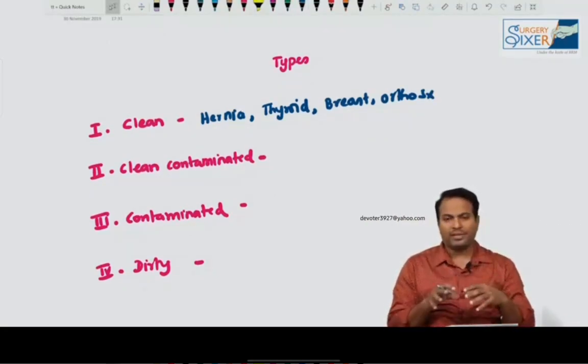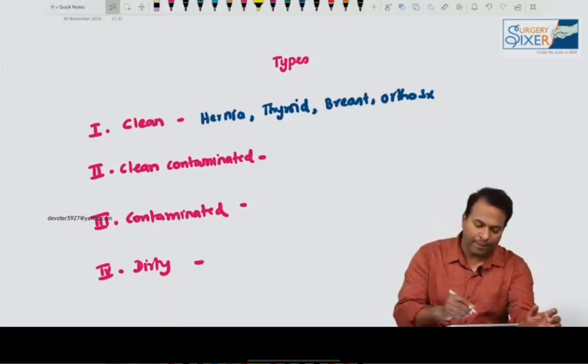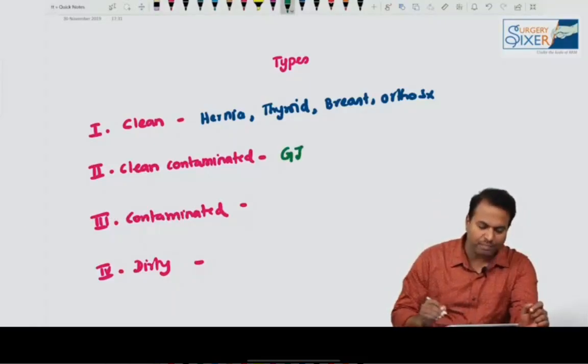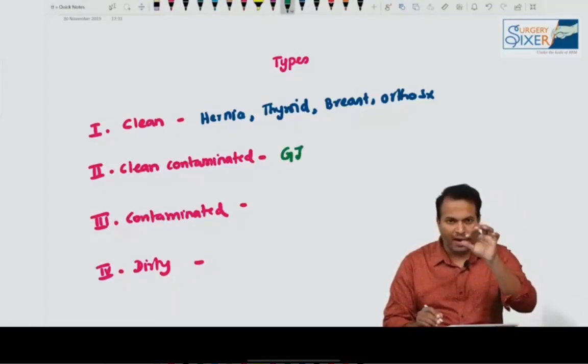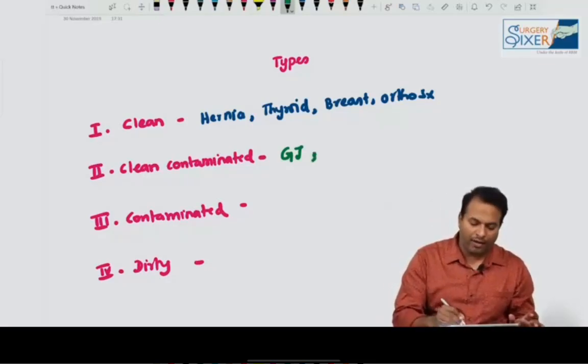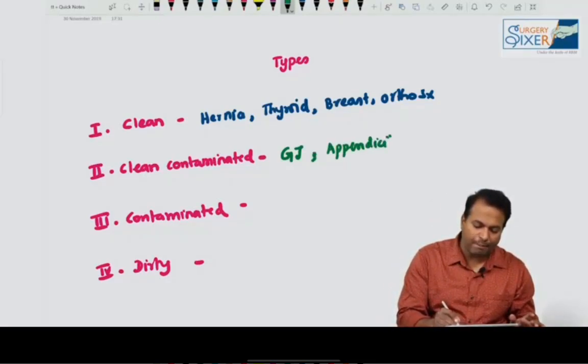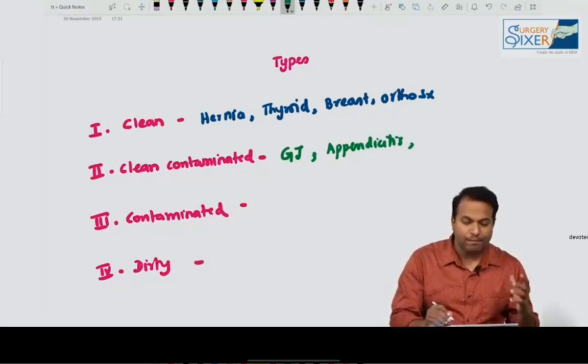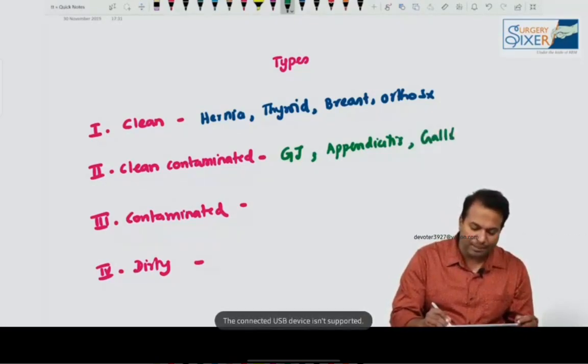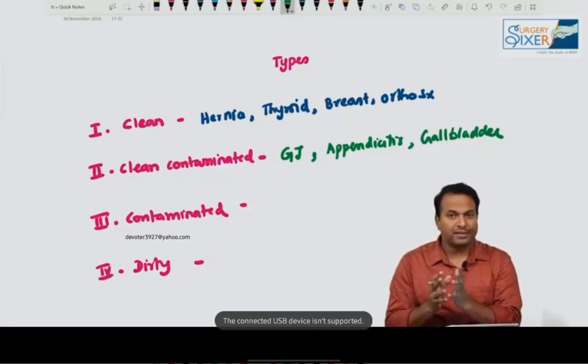While doing the surgery, you are opening some cavity and slightly contaminating the wound. For example, if I am going to do a truncal vagotomy gastrojejunostomy, I put a small incision in the stomach and jejunum, so a small amount of spillage will be there. Or an uncomplicated appendicitis operation, where I ligate at the base and cut the appendix, an unruptured appendicitis, and a gallbladder surgery with a small spillage of bile. That is clean contaminated surgery.